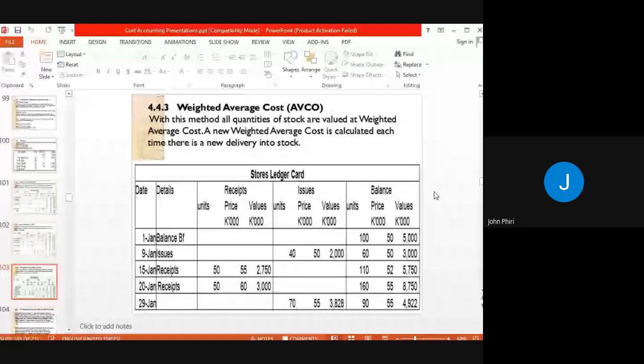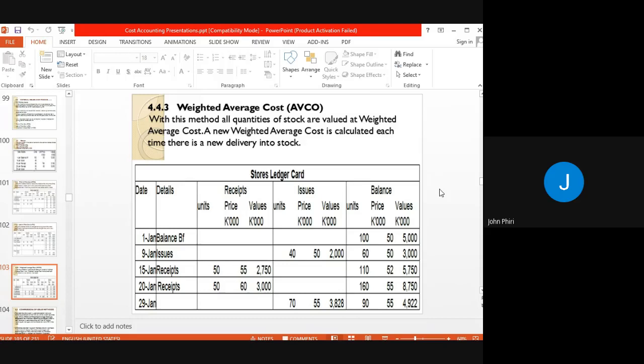We are saying each time we are getting new products, we should be calculating a new weighted average cost, so that when we are issuing, we issue at an average price. So we add the prices, then we get the average. There are two approaches. The one I'm going to show you is a very simple way, but there's another way in which you do the weighted average. You just do a simple one.